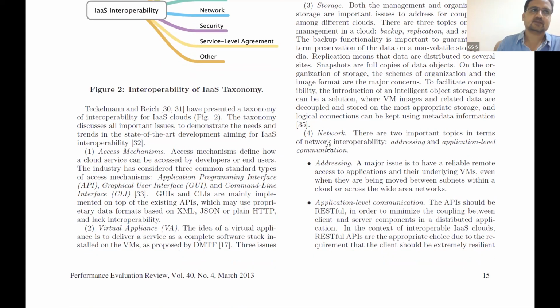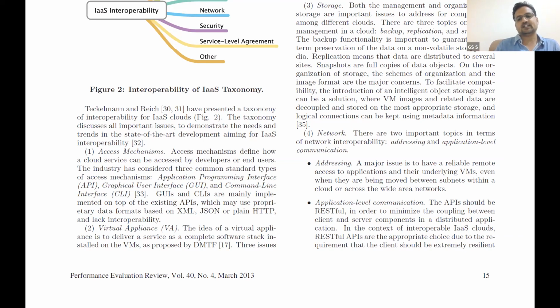Network. This is a very important point for interoperability, because through networking you get connected to the outside world, you offer your services, right? So what is that? Addressing and application level communication. Your addresses should remain with you, but it is very difficult. With one cloud provider, whatever virtual machine IP address you got, you may not be able to carry it forward on another cloud provider, right? But if you have a live IP address which you got as an internet connection, then you can carry it forward.